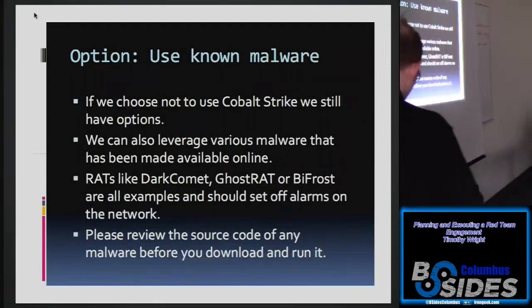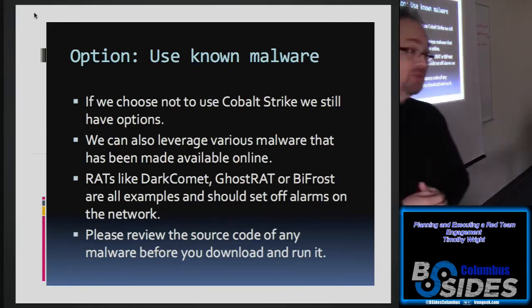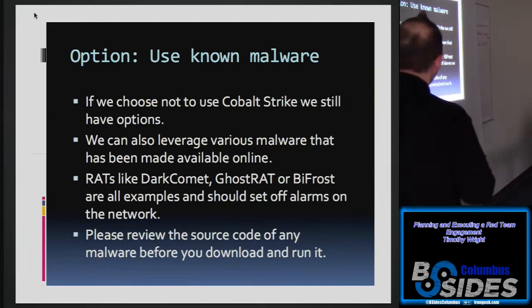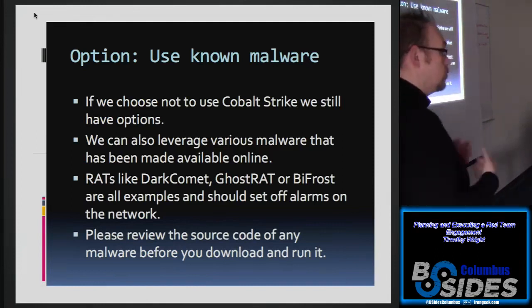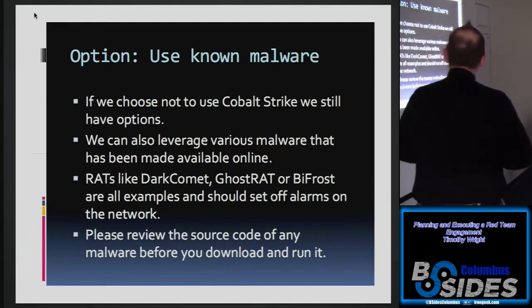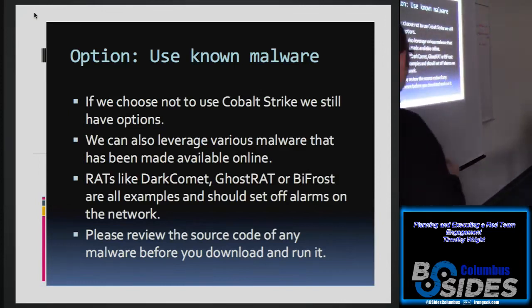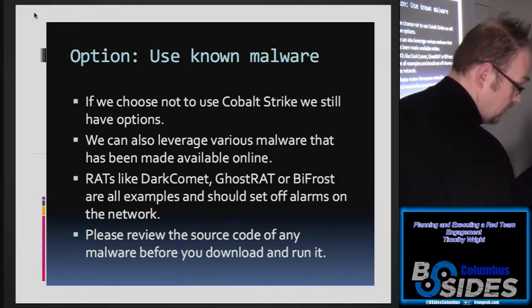Now, we do have options here if we don't want to buy Cobalt Strike. We could actually use known malware samples and run those during our assessment. Now, I would not do that unless you do a pretty good code review before you run this stuff on your network. But things like Dark Comet, Ghost Rat, Bifrost are all examples. We can run those and set off the alarms and make sure that everything's working the way it's supposed to on the wire. But again, make sure we look at the code before you run it. But that's all online. You can download that freely. Just use it at your own risk.